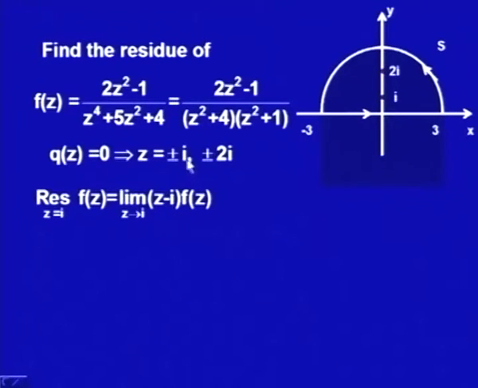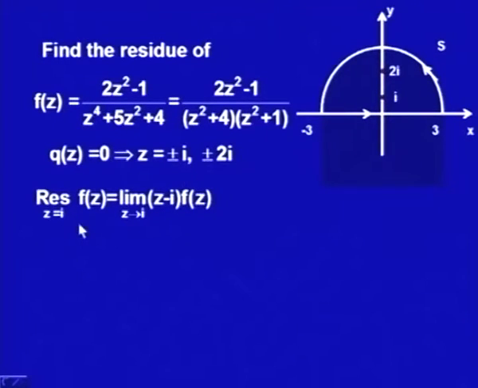So, using that formula, we have to find the residue at plus i and plus 2i. First, the residue at i, we would use the simple first formula of finding the residue, which says the residue at z is equal to z naught of any function f(z) is the limit as z approaches z naught of (z minus z naught) f(z). So here my isolated singularity is at i.